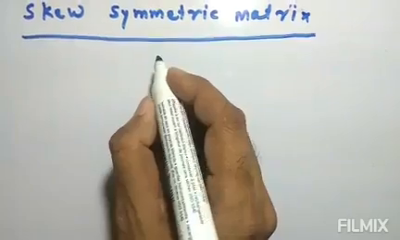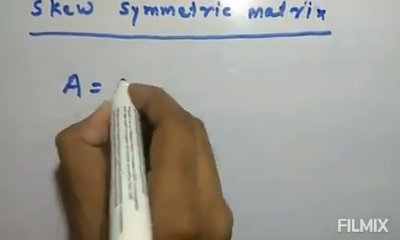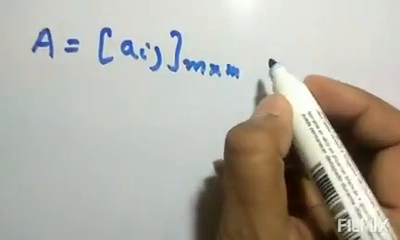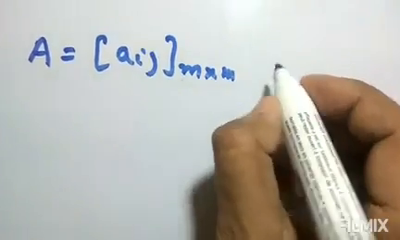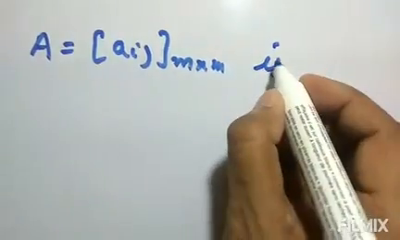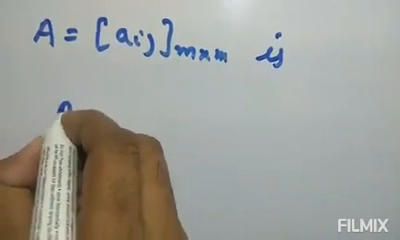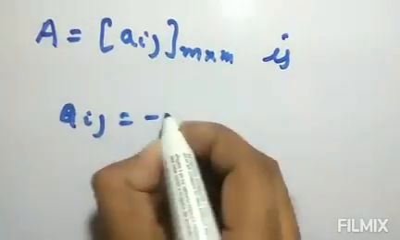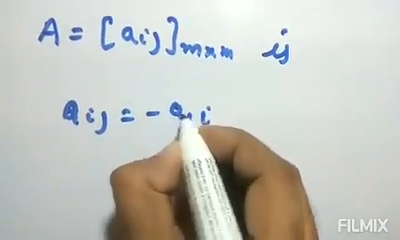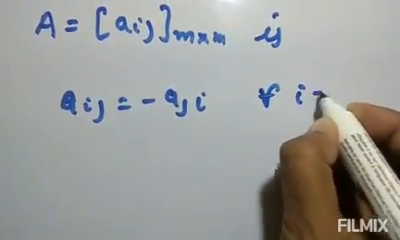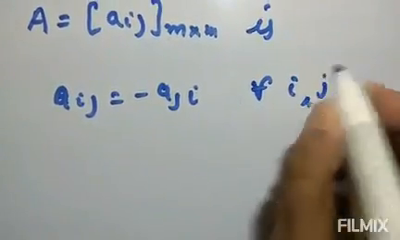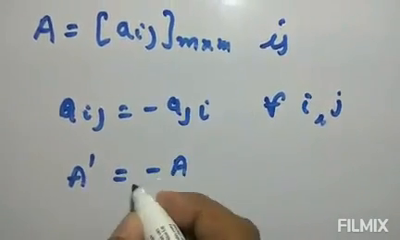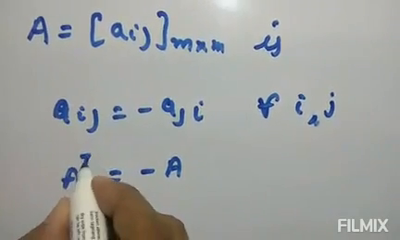Skew symmetric matrix. A square matrix A of order M cross M is said to be skew symmetric if Aij equals to minus times of Aji for all i and j, and A transpose equals to minus times of A, or A equals to minus times of A dash, or A transpose.